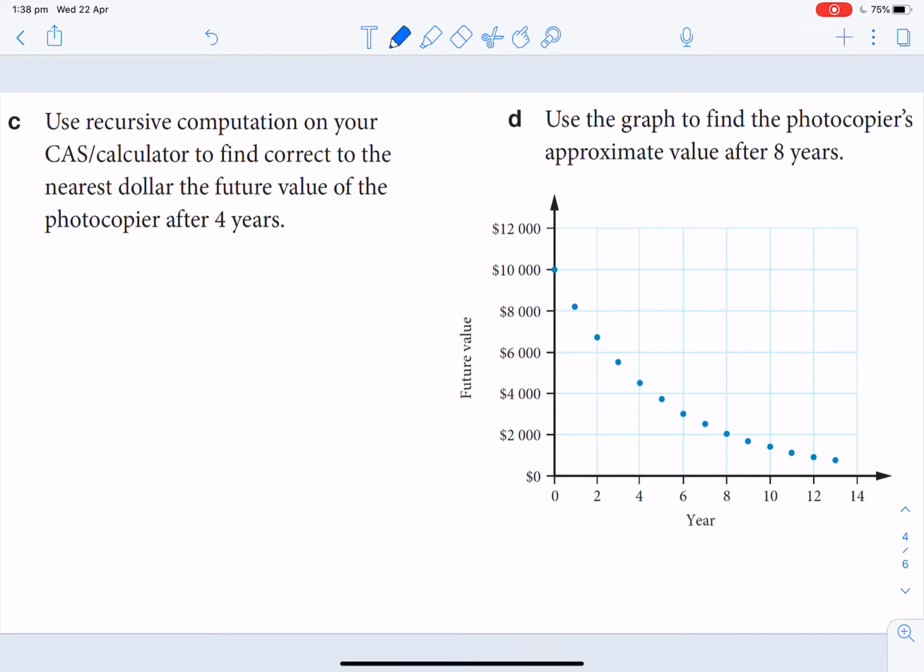If you don't have a CAS handy or want to do this manually, we do it this way. We've got our V of 0 equals 10,000. V of 1 is equal to R V of n, which is equal to 0.82 times 10,000. Oh, it's 100. That's too many zeros.